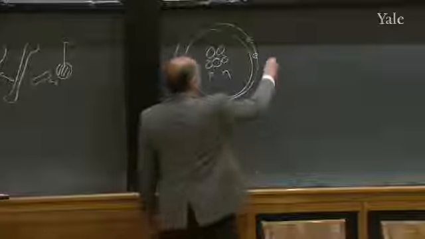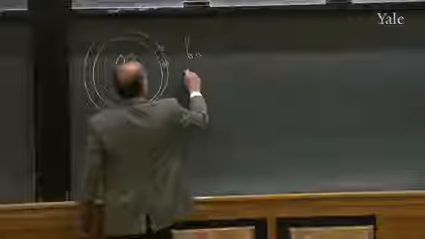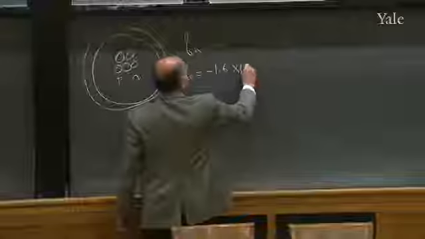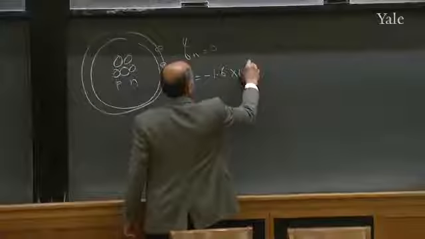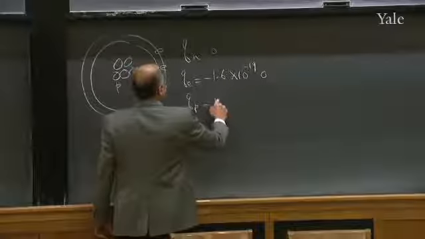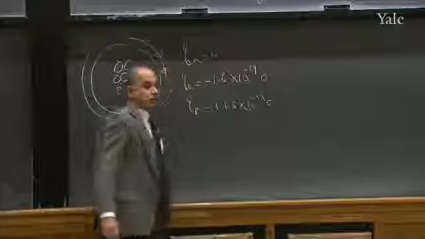The charge of the neutron, as you can guess, is 0. The charge of the electron, by some strange convention, was given this minus sign by Franklin. And the charge of the proton is plus 1.6 times 10 to the minus 19 coulombs.